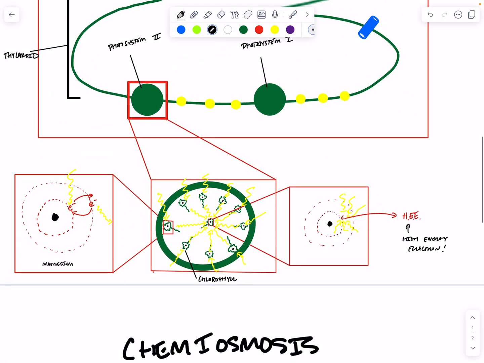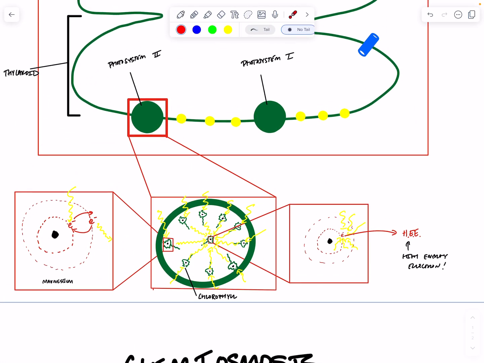So that's what's happening within the photosystem. Essentially, we're taking all of this light energy absorbed by all of the chlorophyll molecules in the photosystem, we're channeling it onto one electron, and then that electron is now high energy and can be kicked out of the photosystem and passed down the chain.